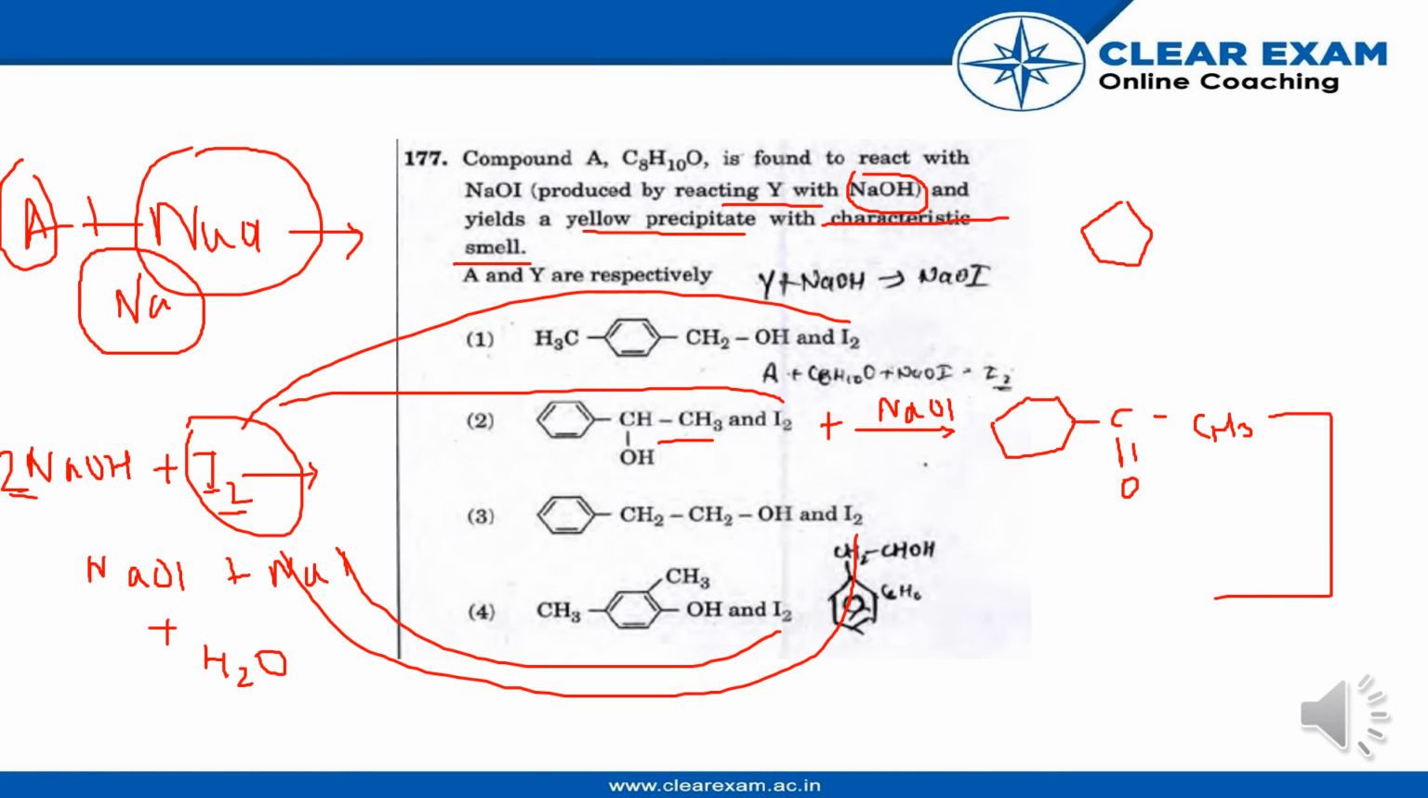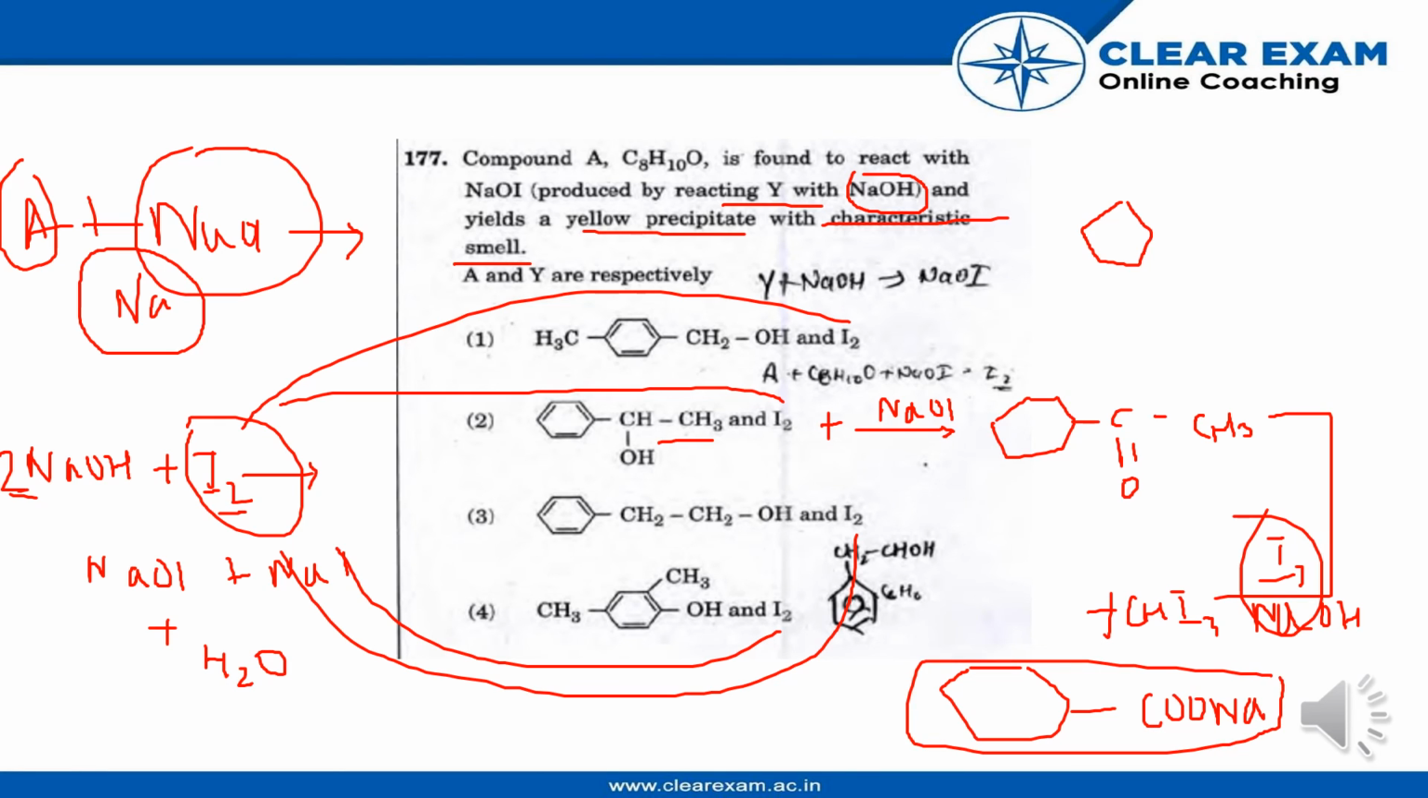Then further it will be connected as CHI3 in NaOH, and on the basis of this we get benzene plus COONa, which is sodium benzoate, and this CHI3 is the iodoform yellow precipitate. So from that we can say that option 2 is correct.